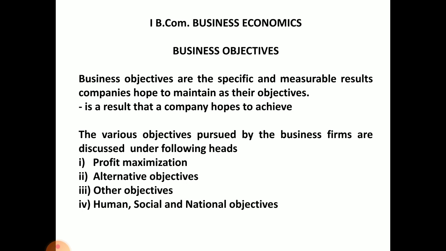Here, we will discuss briefly the objectives of business firms suggested by economists. The various objectives are generally discussed under three heads: one, profit maximization, alternative objectives, and other objectives. And we also discuss human, social, and national objectives. Now let's look into the first one, namely profit maximization.